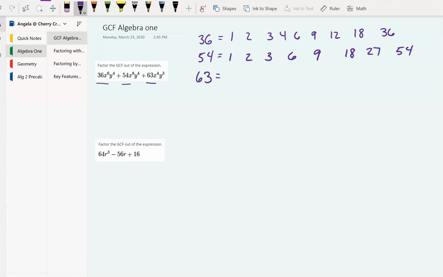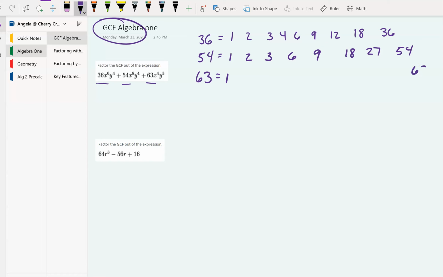Okay, so we're starting to see some common factors come out of these particular problems. It looks like 18 is common, looks like 9 is common here, 6 is common here. When you're looking for the greatest common factor, you're trying to pick the largest thing that you can pull out of each term. So let's try 63.